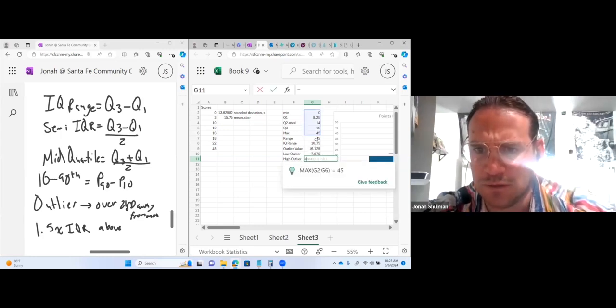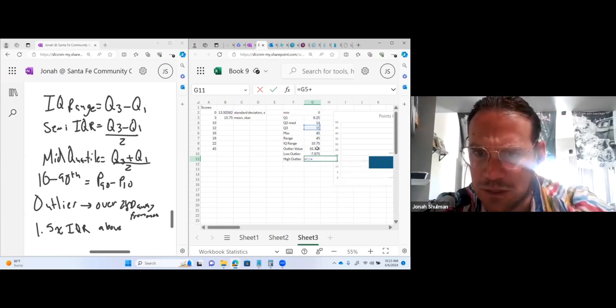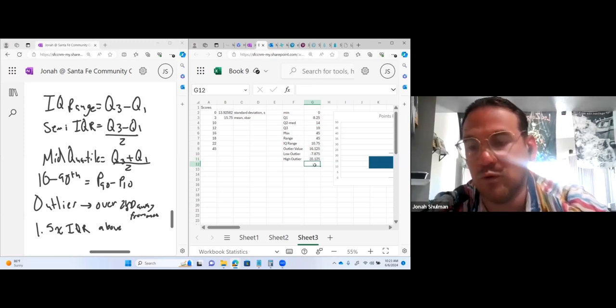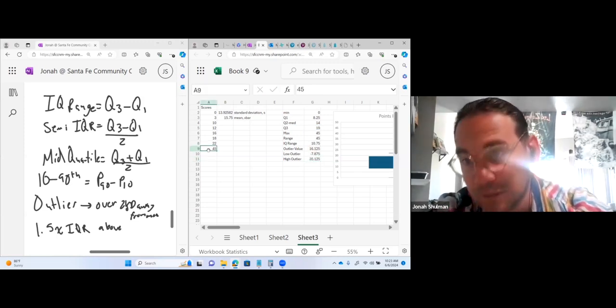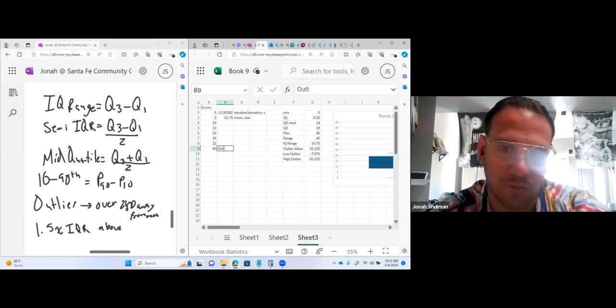So we take this value, the Q3, which was 19. We have to add what to it? The outlier range, and that gives 35.125. This 45 is higher than that. So guess what? This becomes an outlier.